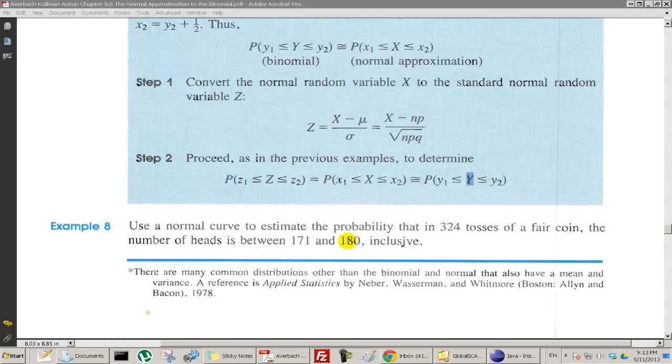They say use a normal curve to approximate the probability that in 324 tosses, so that's quite a large n, not just 25, of a fair coin, the number of heads is between these two values, inclusive, meaning including 171 and including 180. Now the graph that we looked at just a second ago didn't look good until n was about 25, but that was because p was skewed. p was only 1/5. But for a fair coin, p is right in the center, so this is going to be a very good approximation. Maybe that's what we'll see when we try it.